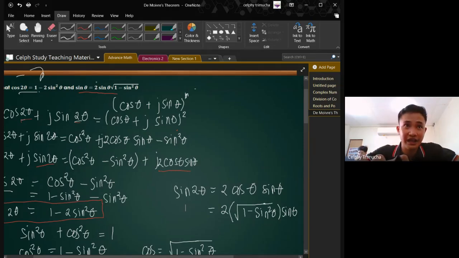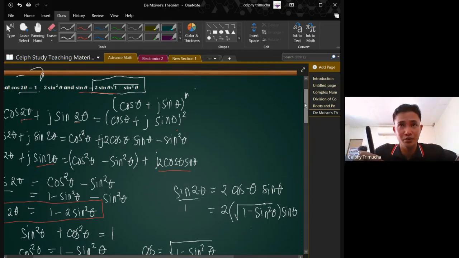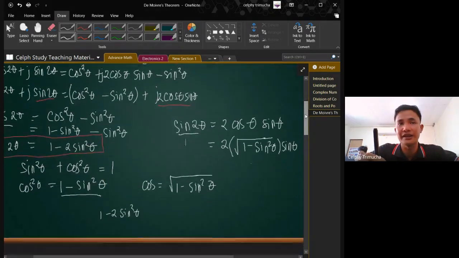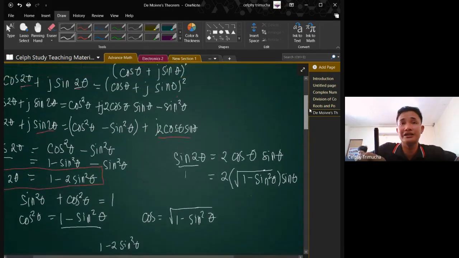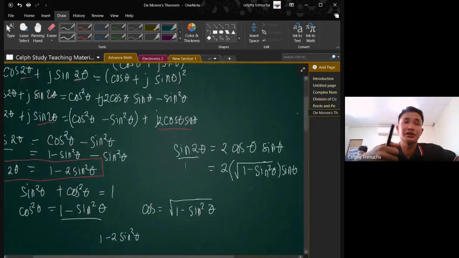So it should be this value. But take note that they are not equal to sine 2 theta, because the given here is sine theta. So they are not equal. So we proved that sine 2 theta cannot be equal to this value. So our answer should be sine 2 theta here, not just sine theta. So in proving, it is not always the case that it must be equal to the left side of the equation. It may not be equal. So be careful with the trigonometric identities that we use.